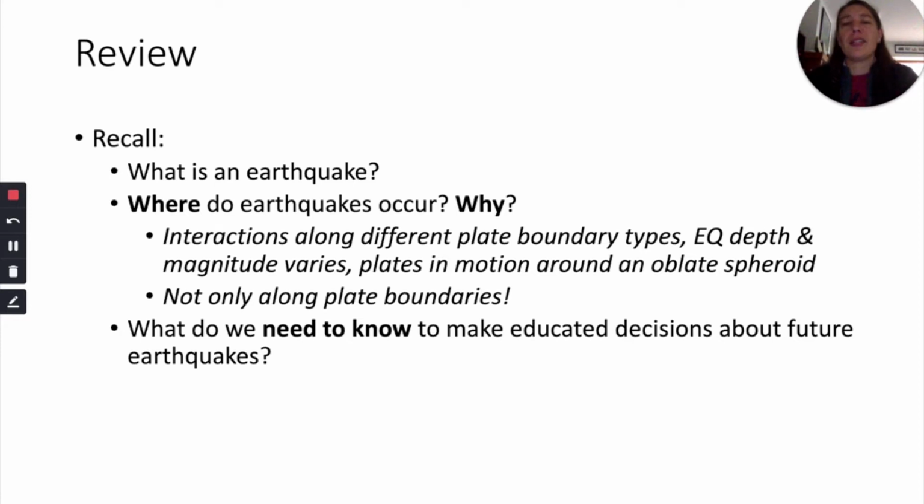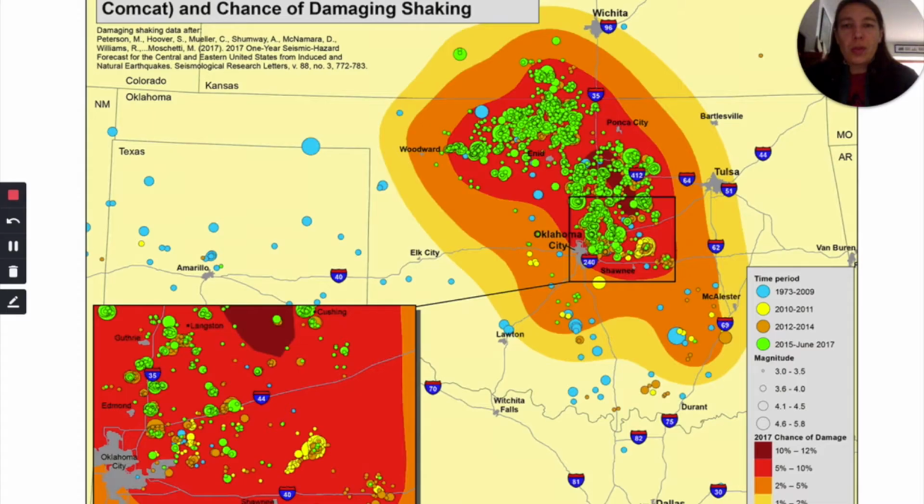So what do we need to know to make educated decisions about future earthquakes? Because as a human species, we are interested in the way that Earth's natural processes negatively impact us. Well, we'll take a look at this intraplate map here from Oklahoma. And you can see this is documenting seismicity from 1973 to 2017. And there are a lot of things being shown on this map besides just locations. But location is obviously an important component.